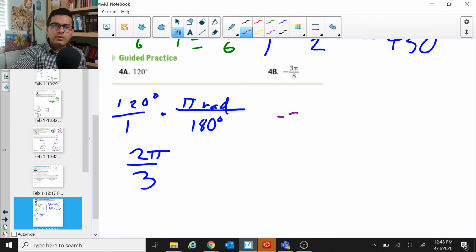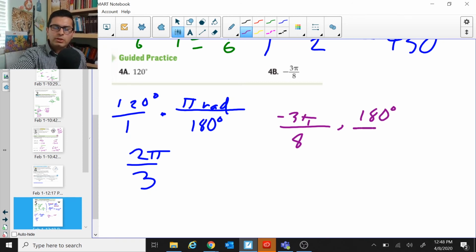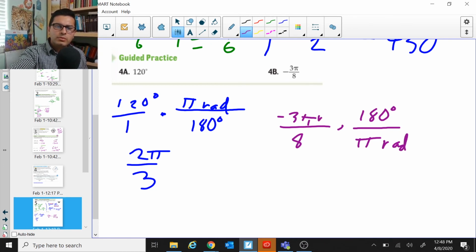Here we have -3pi/8. How do I change this into degrees? I'm going to multiply by 180 degrees because I want to turn it into degrees, and divide it by pi radians. Now remember, this is going to be radians as well. But anytime you see the pi, you can just assume that it's going to be radians. Here, we know that the radians will cancel out. The pi and the radians will cancel out right away.